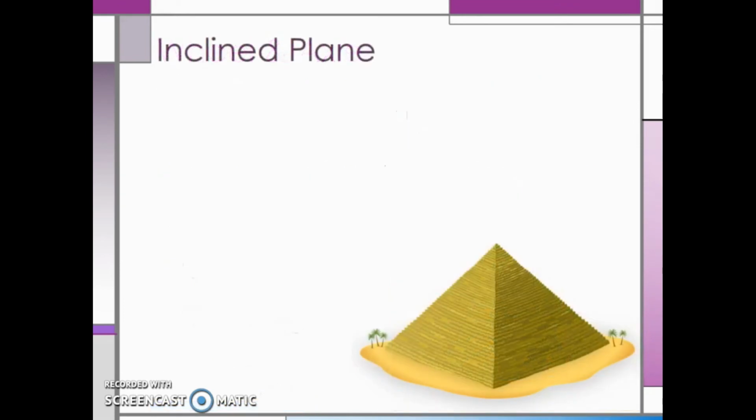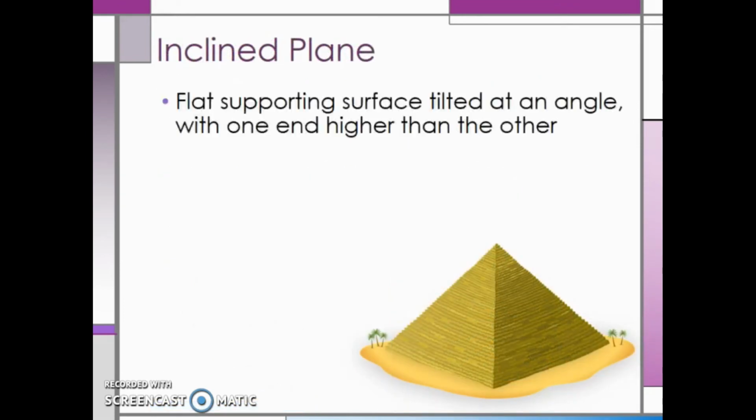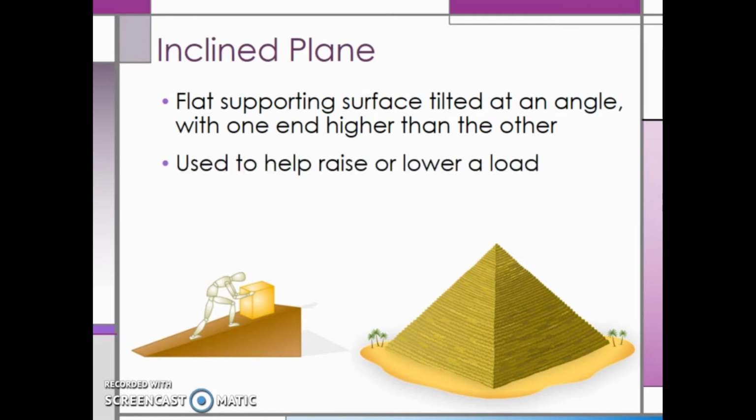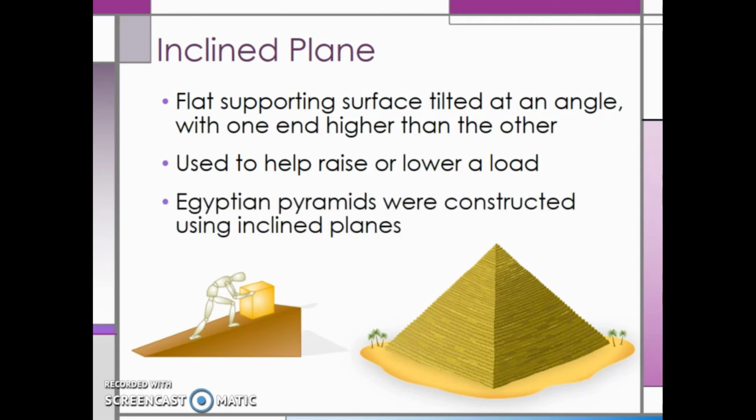Next, we have the inclined plane. An inclined plane is a flat supporting surface that is tilted at an angle. One end is higher than the other end in an inclined plane, just like its name says. Inclined planes are used to help raise or lower a load. Egyptian pyramids were also constructed using inclined planes.